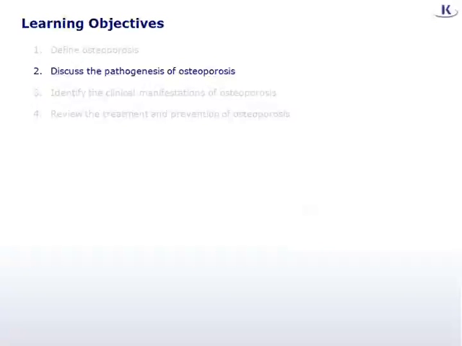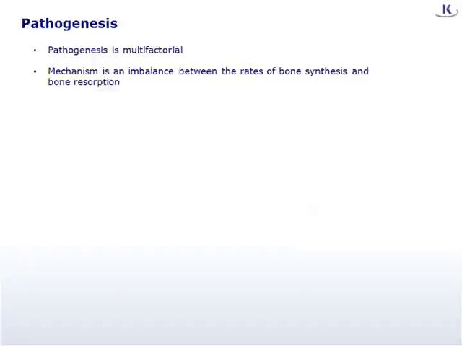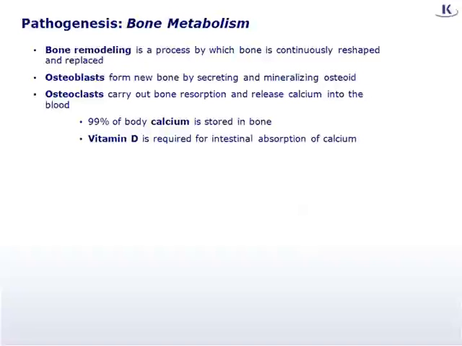Let's turn our attention to our second learning objective and describe the pathogenesis of osteoporosis. As previously discussed, the pathogenesis of osteoporosis is multifactorial. However, in all types of osteoporosis, the common mechanism is an imbalance between the rates of bone synthesis and bone resorption. In order to understand the pathogenesis of osteoporosis, it is useful to review the metabolism of bone.